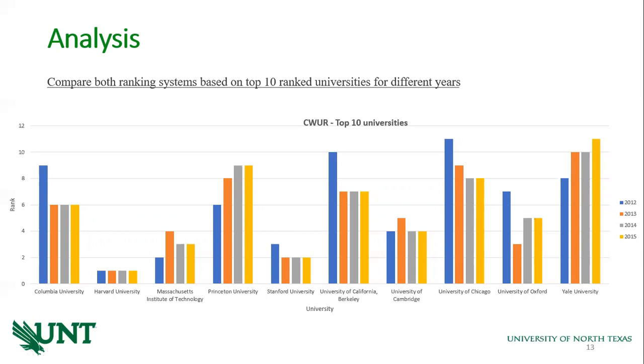So here now I'm comparing both ranking systems for the top 10 ranked universities, right? This is the bar chart for the CWUR ranking system. In this system, Harvard University is consistently ranked the best university in the world. It is receiving almost rank 1 in every year, right? The next best one is Stanford University. Lowest values are the better values here.